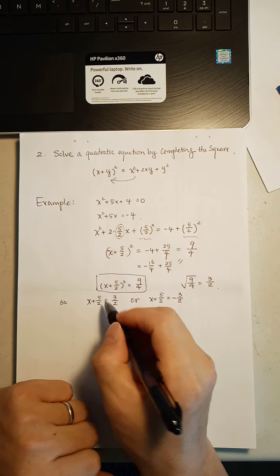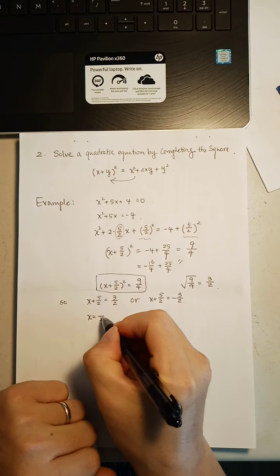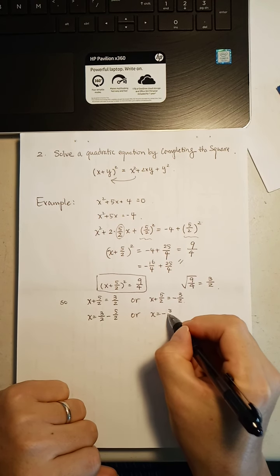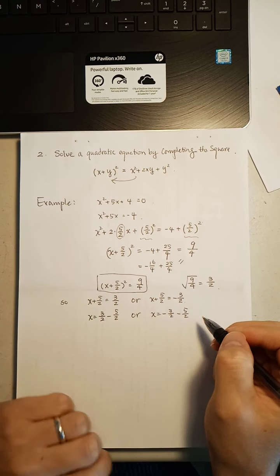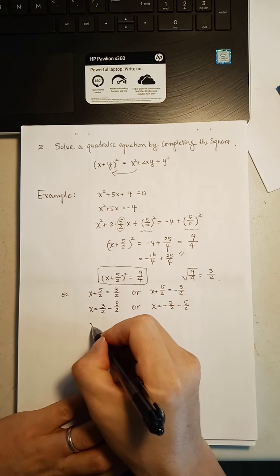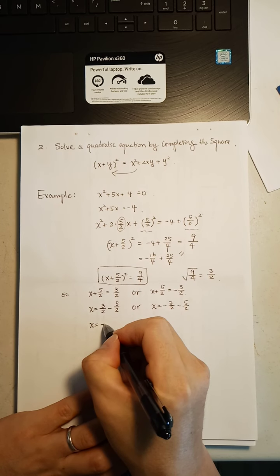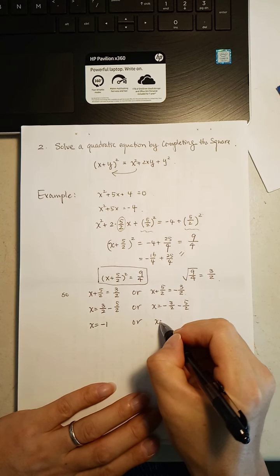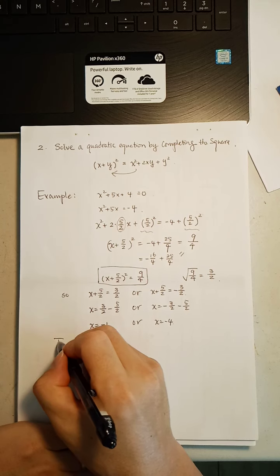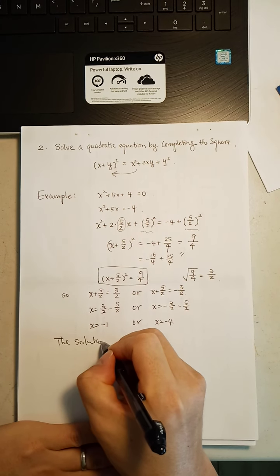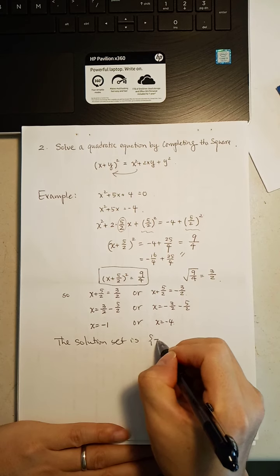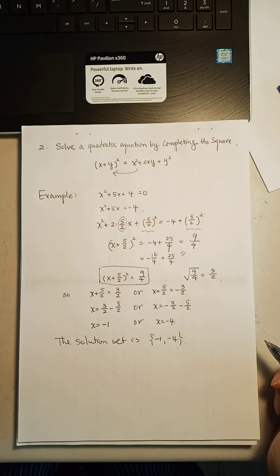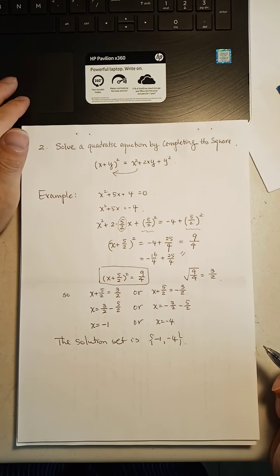Okay, good. Then from here, you see your x is 3/2 minus 5/2, or x is negative 3/2 minus 5/2. Okay, this is negative 2 over 2, which is negative 1. Or negative 3 minus 5 is negative 8 over 2, negative 4. So the solution set is negative 1, negative 4. Okay, so this is the completing the square method.